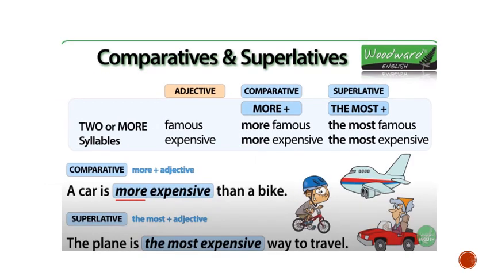The examples. A car is more expensive than a bike. Here we have the comparative form of the adjective expensive.